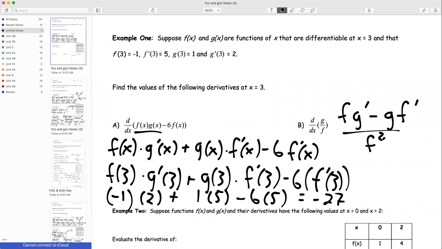F of 3 is -1. G prime of 3 is 2. F prime of 3 is 5. And then F of 3 is -1. So I've got -1 squared, which makes it +1. So I have -7 over 1. So my final answer here is -7.